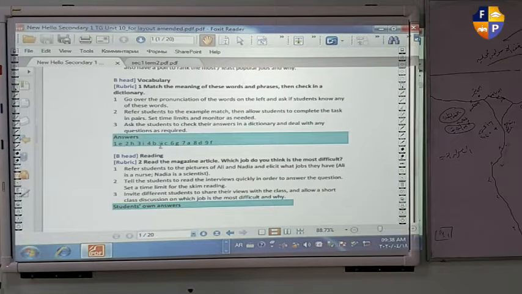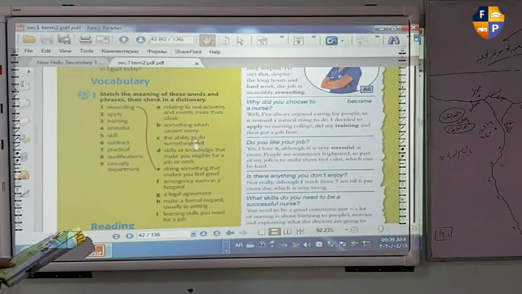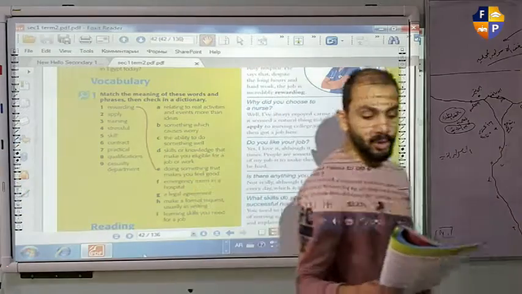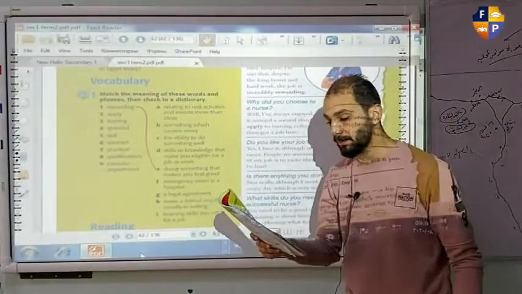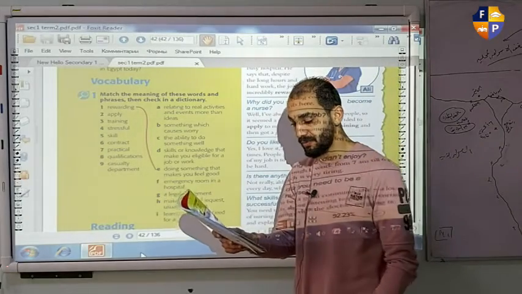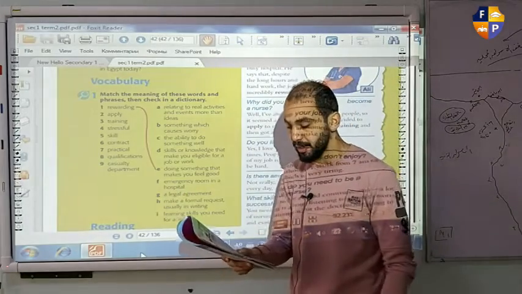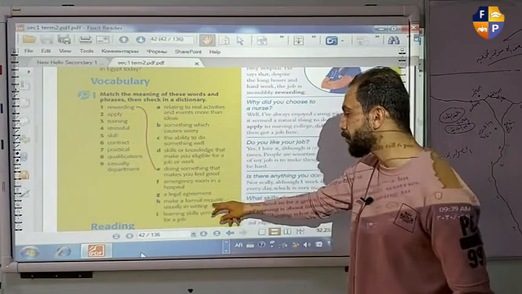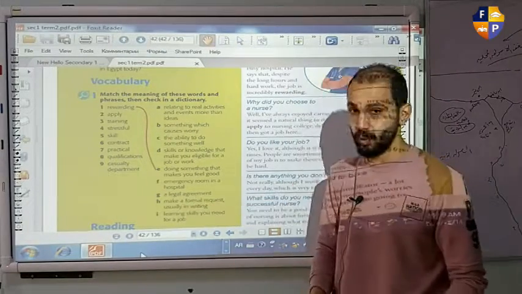So, 1 takes E, number 2 takes H, number 3 takes I, 4 B, 5 C, 6 G, 7 A, 8 D, and 9 F. Okay, let's see them again. So number 2, which is apply, takes H, as we said before. What does the word apply mean here? Make a formal request, usually in writing.